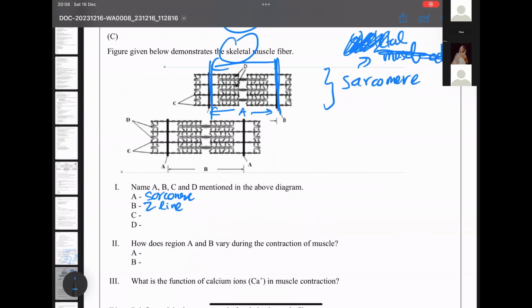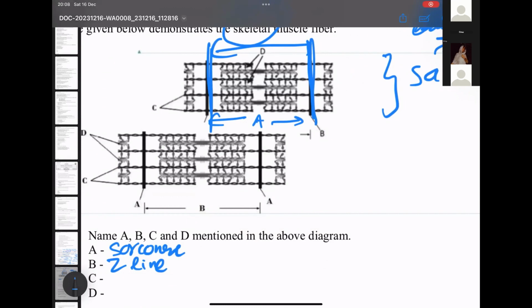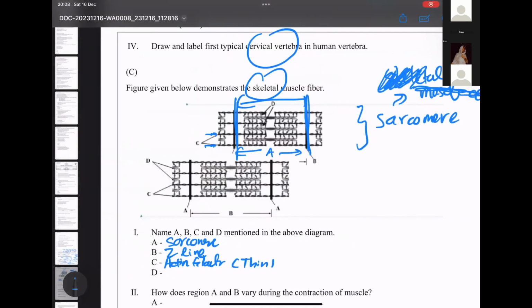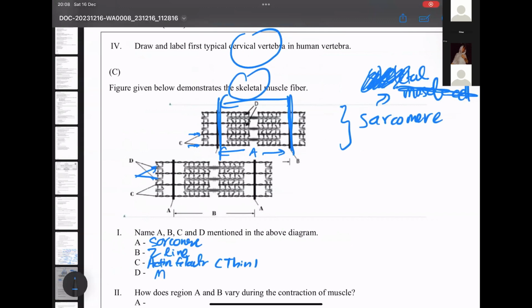Then again, what is C? So C, you can see these are very thin structures, even though it's dark in the PDF. Can you see these thin ones? So you call them thin, and thin means actin filaments. And then finally, D are thick filaments. Thick means myosin filaments. So that is basically it about skeletal muscle fiber.